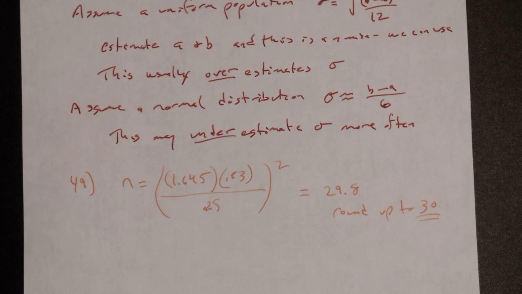So if I want to get an accurate idea of what the average miles per gallon on a Toyota 4Runner with that particular engine and regular gas and all that fun restrictions, I need to survey 30 vehicles. Questions?